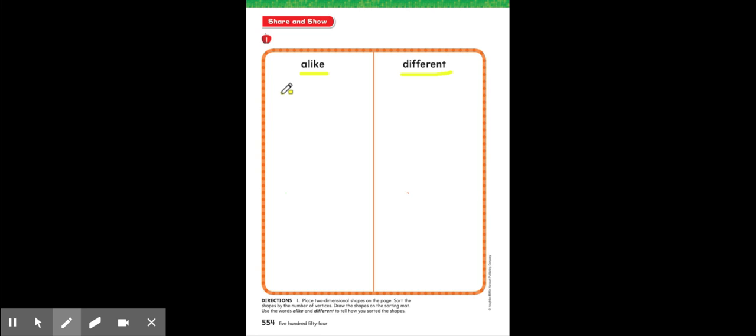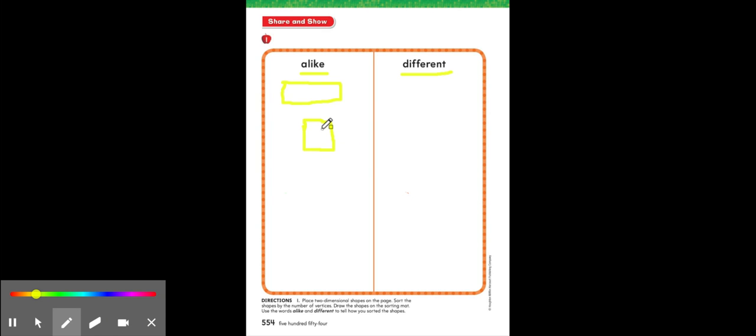So I know that a rectangle with 4 sides and 4 vertices, 2 long sides and 2 shorter sides can go in this column. I also know that a square has 4 sides also. And a square is also considered a rectangle to be in the rectangle family because it has 4 sides and 4 vertices, but it's just extra special because we know all 4 sides are the same size. So squares and rectangles are alike or similar.